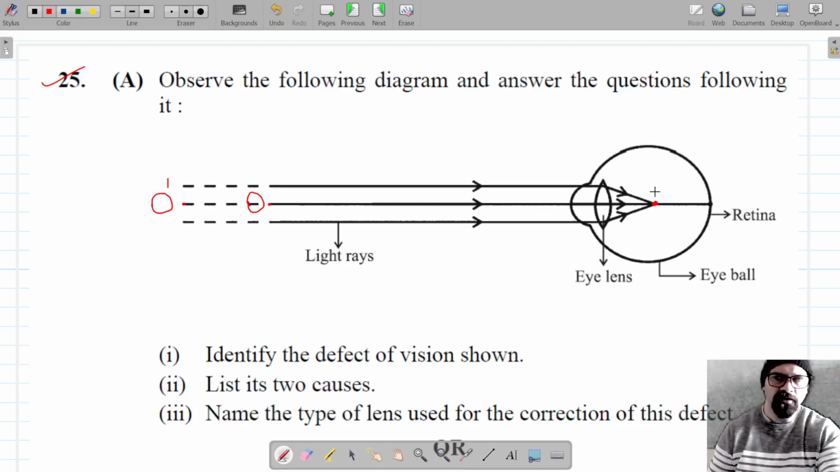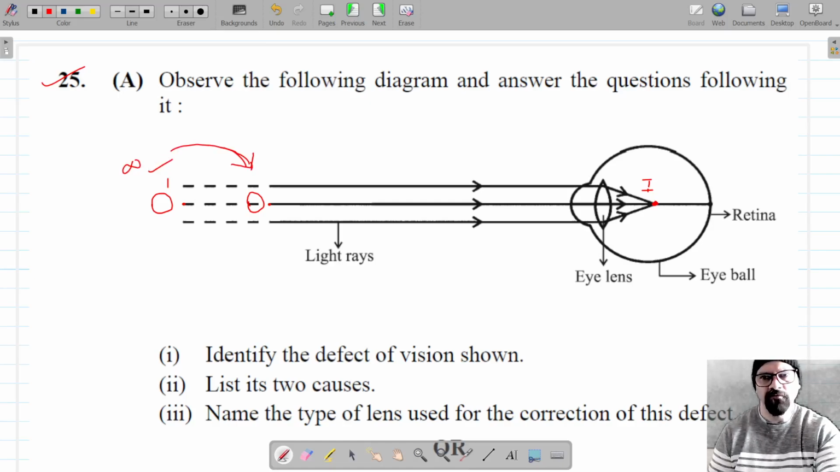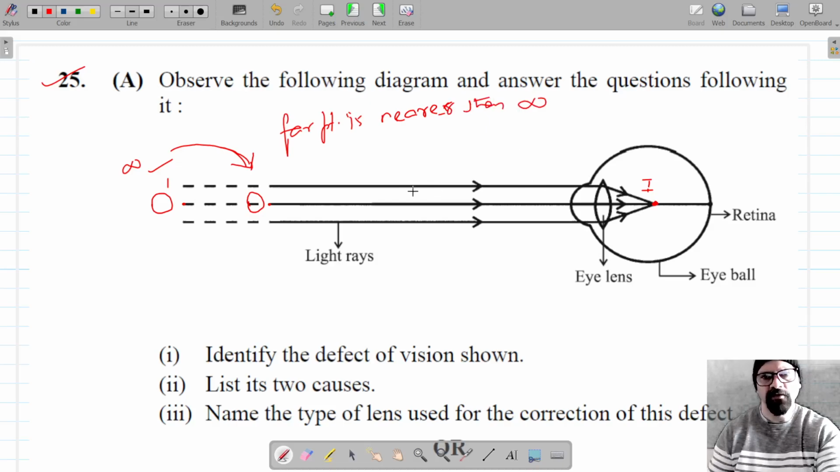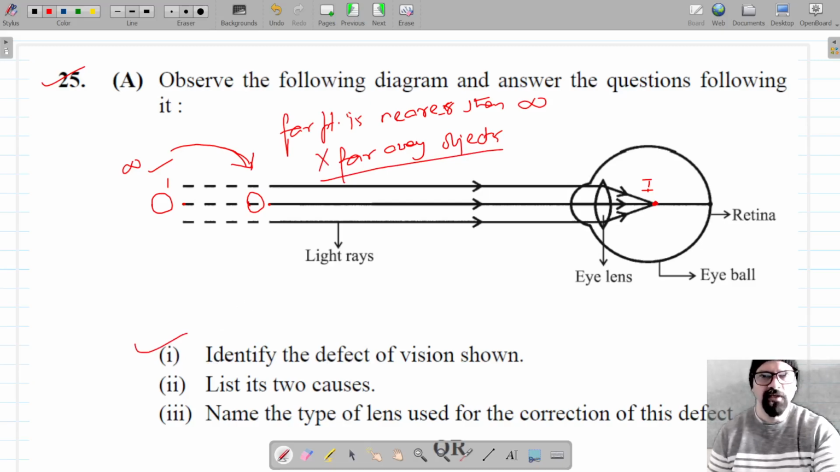The reason we are able to get the image in front of the retina is that the far point, which was supposed to be at infinity, is now nearer than infinity. So the far point is nearer than infinity, which means we are not able to see far away objects. And not being able to see far away objects means that the defect of vision is myopia, which is nearsightedness. We can see the nearby objects clearly but cannot see the distant objects distinctly.